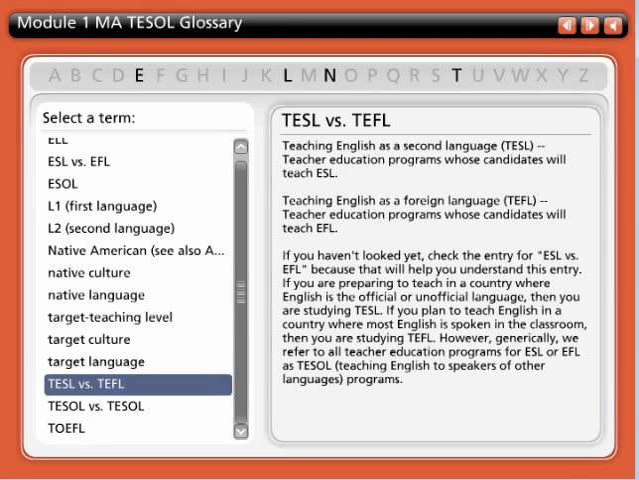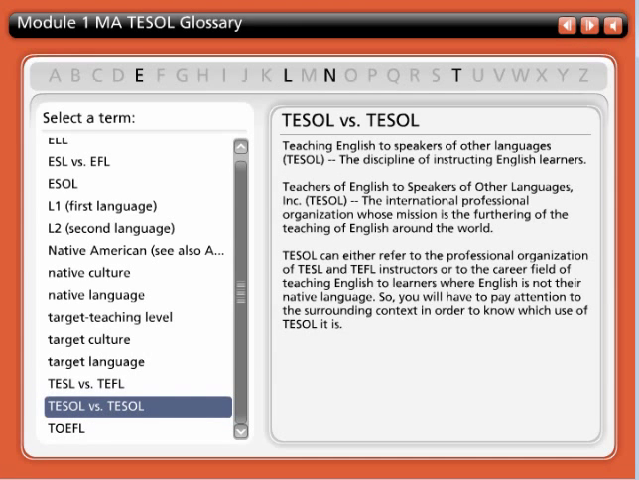If you are preparing to teach in a country where English is the official or unofficial language, then you are studying TESL. If you plan to teach English in a country where most English is spoken in the classroom, then you are studying TEFL. However, generically, we refer to all teacher education programs for ESL or EFL as TESOL, Teaching English to Speakers of Other Languages programs.